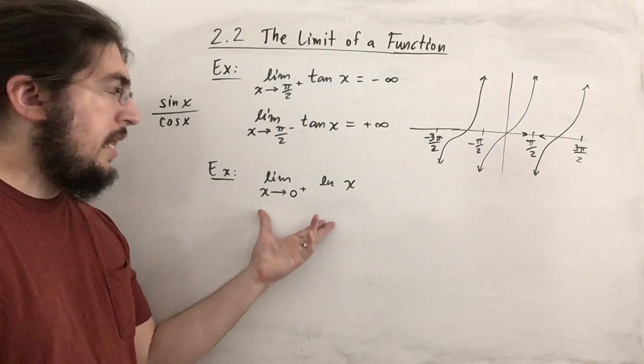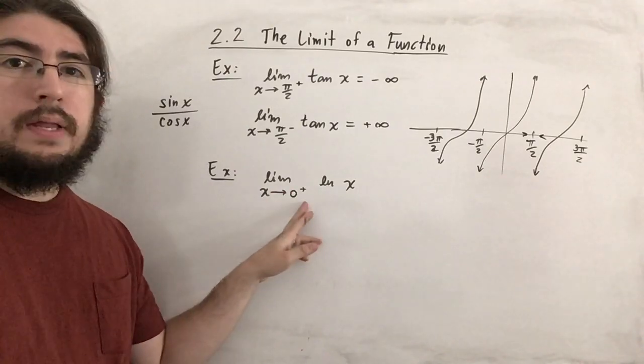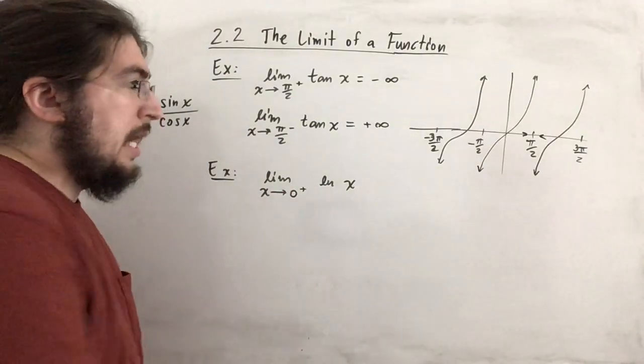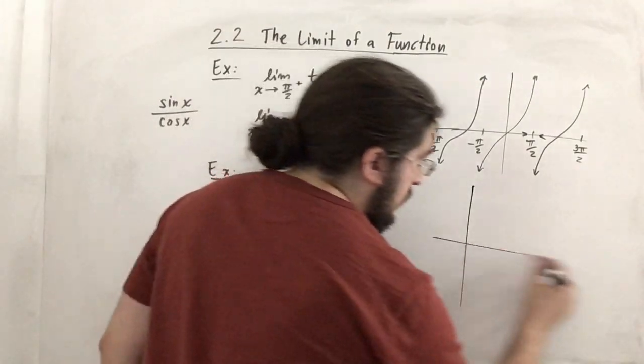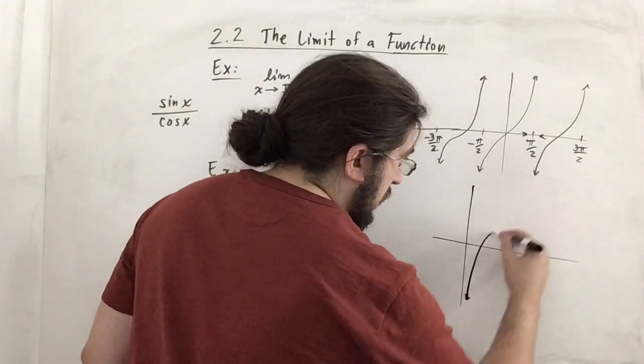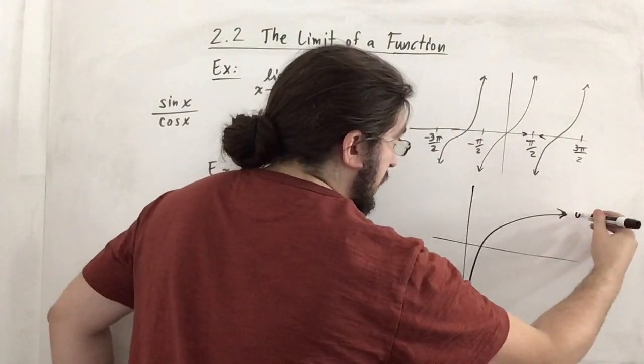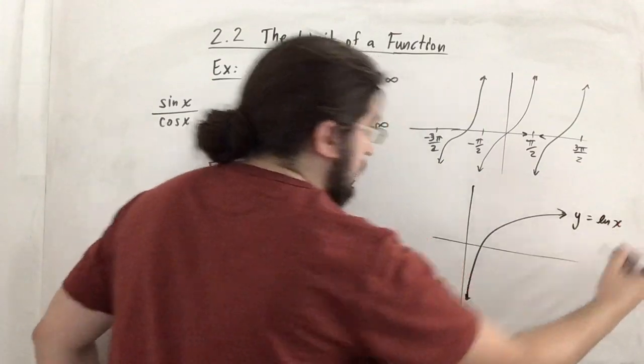Good. Now here I have to put a plus. The reason being is because ln of x, if you look at the graph here, has a graph like this. So this is y equals ln of x.